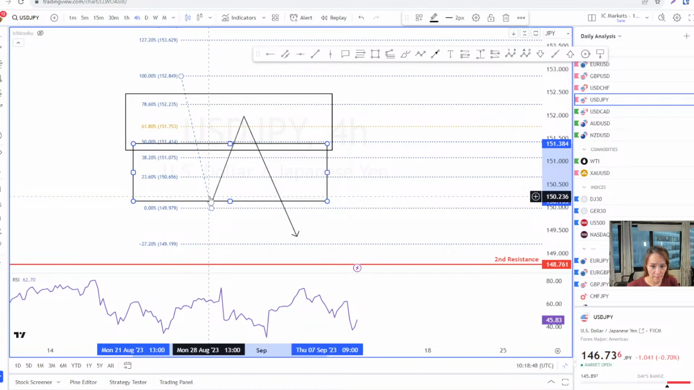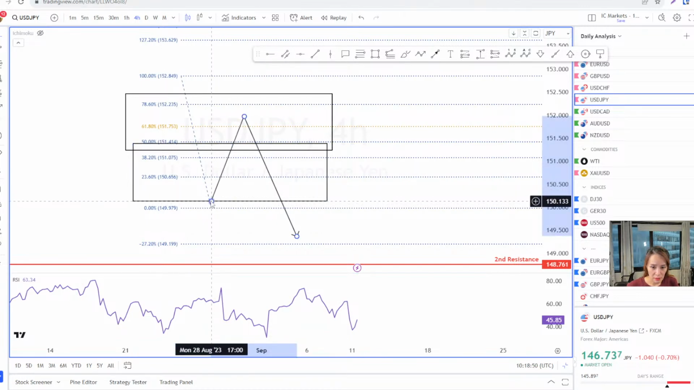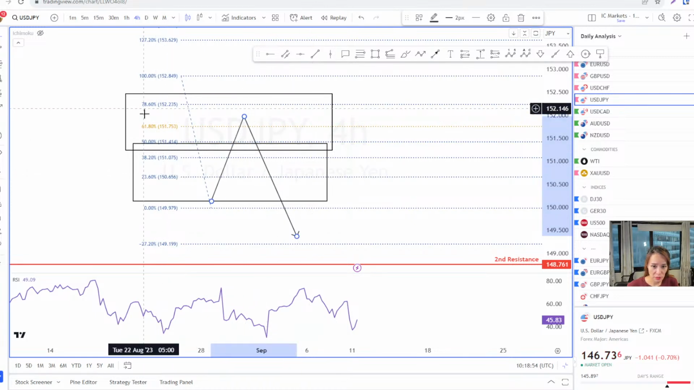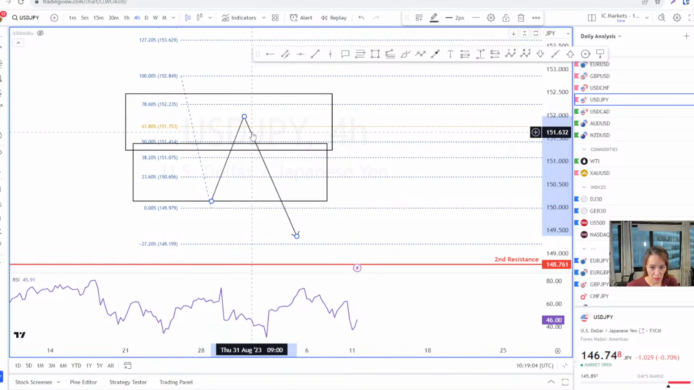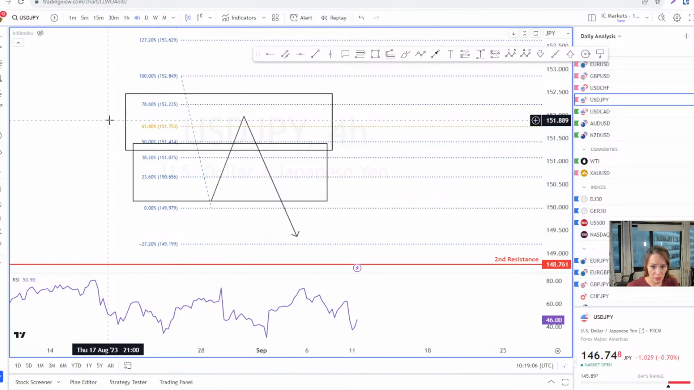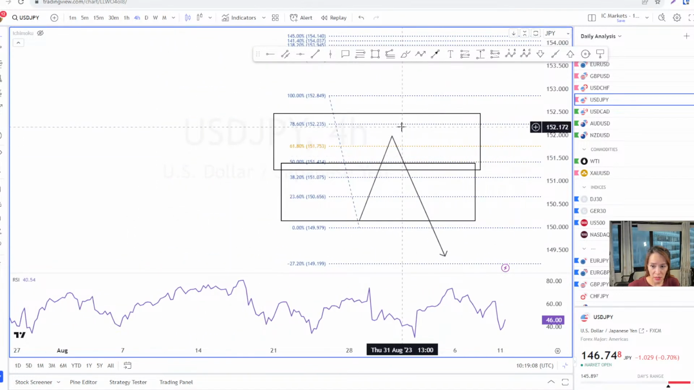So this is the one you buy here. Cheaper price is this discount price, and then this is the premium zone, which is whatever above 50% to 61 and 78. So this is called the premium zone. So you're going to sell here. If you want to sell, this is like a downtrend.